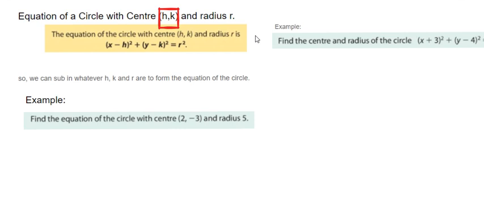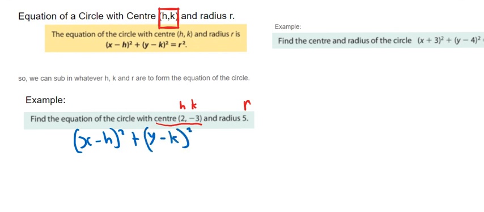So if we look at our example down here, find the equation of the circle with center (2, -3). Because it has center (2, -3), we're going to call them h and k. So 2 will be h and -3 will be k. And then obviously we know from before that 5 will be the radius, so r is the radius. So I'm just going to write down the general equation that we have in our log tables: (x - h)² + (y - k)² = r².